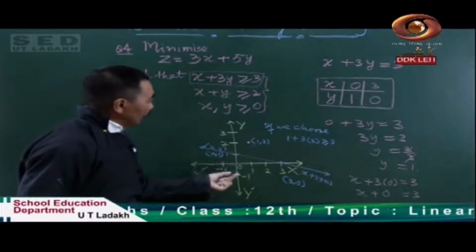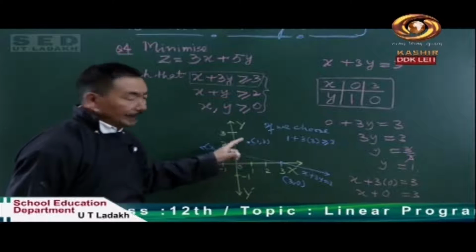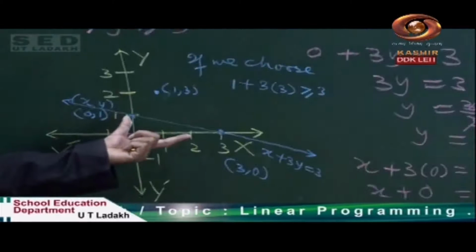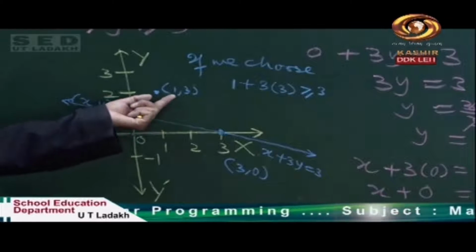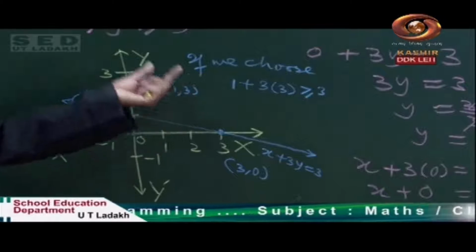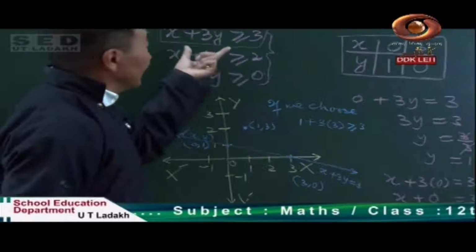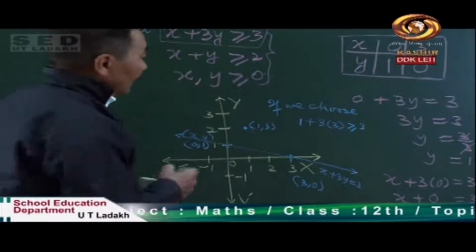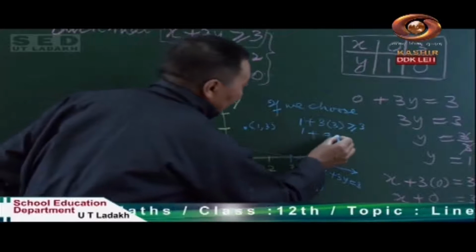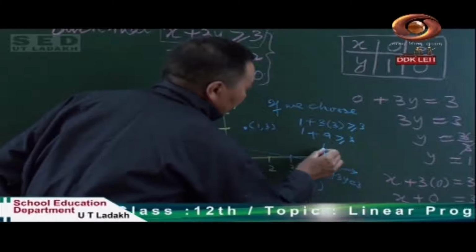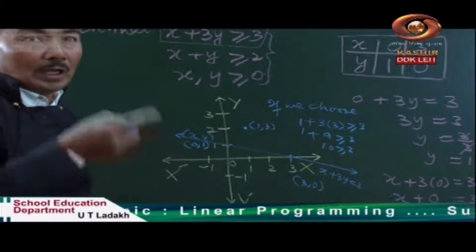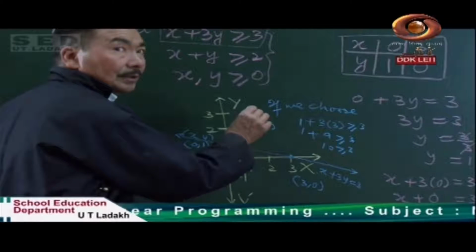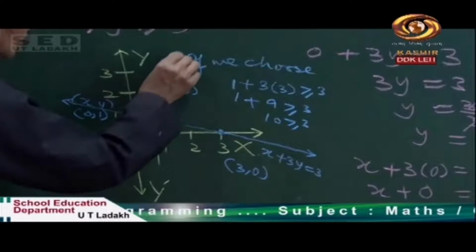X equal to 1. I have to choose any point in the plane that should not be on this line. So I have chosen 1 and 3 and used it in the inequation first. Then I'll get 10 greater than or equal to 3, which is true. So I have to shade towards the point.